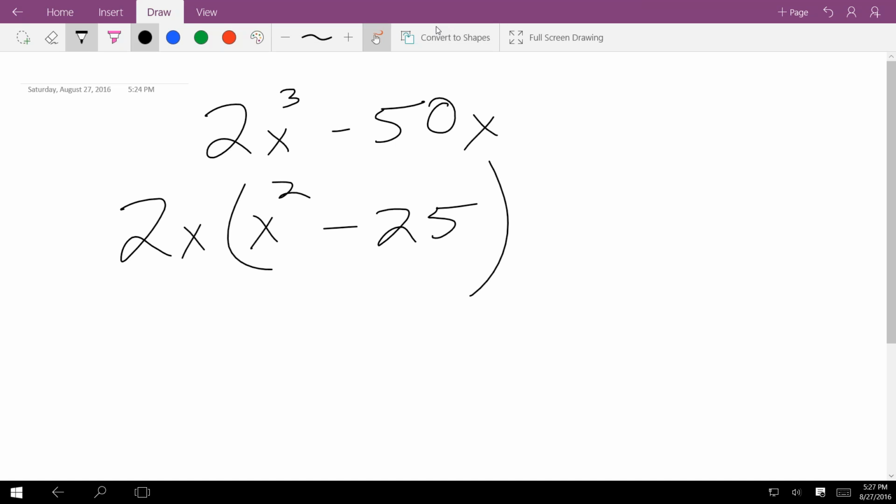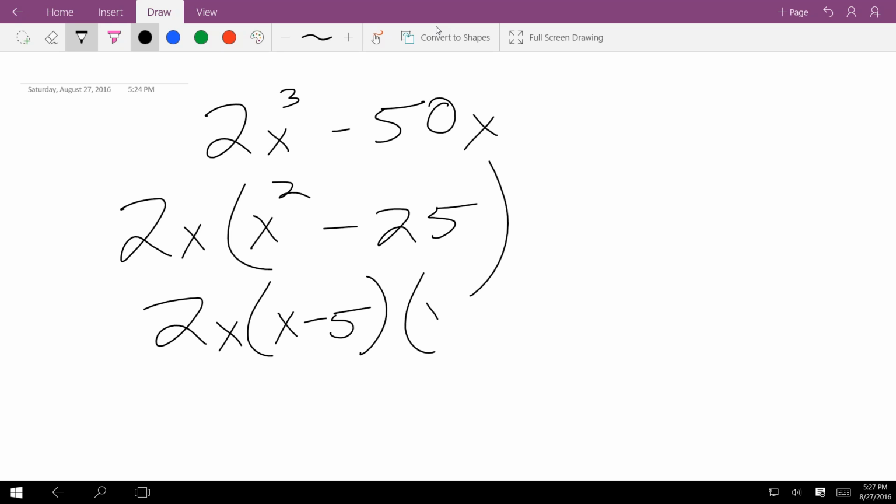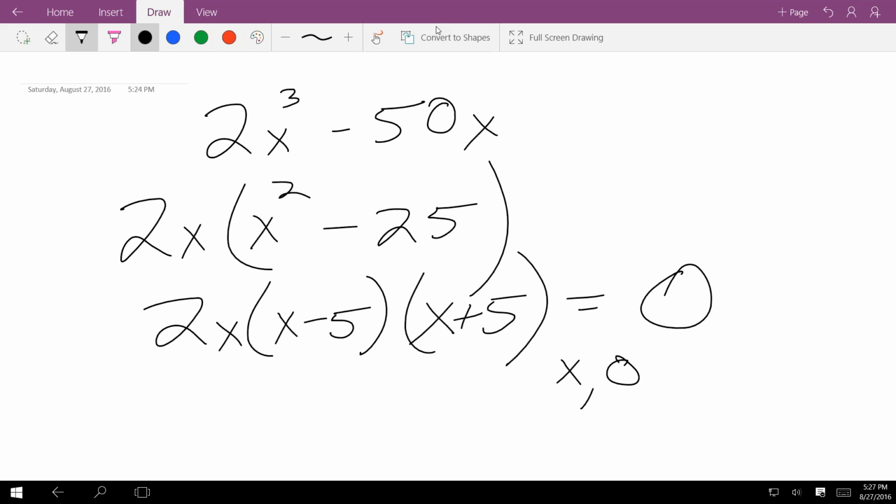So being able to pull out a 2x is great, because now how does this factor? You could do 2x times x minus 5 times x plus 5. So if all of that was equal to 0, what would the solutions be? You would have 0, positive 5, and negative 5. Very good. Most people forget the 0. So I'm glad you didn't.